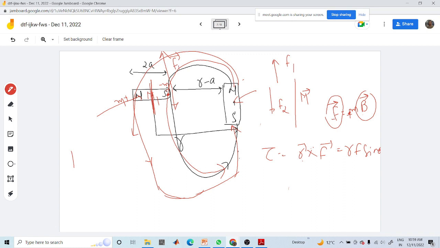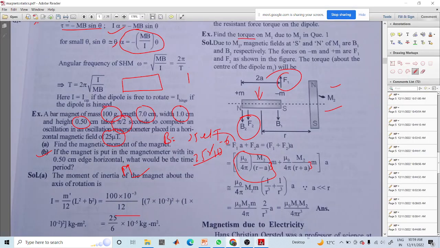So f1 is here, so in place of f1 we will write r minus a, and for this it will be r and this is plus a, so its total length will be r plus a, right? So that's written over here. Here you can see r minus a and r plus a.